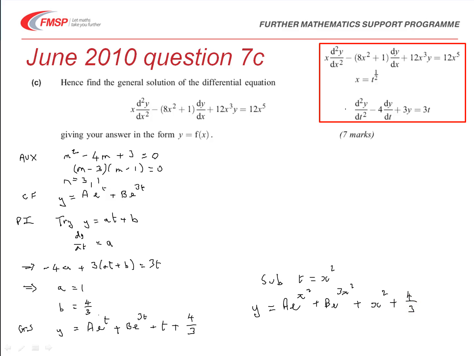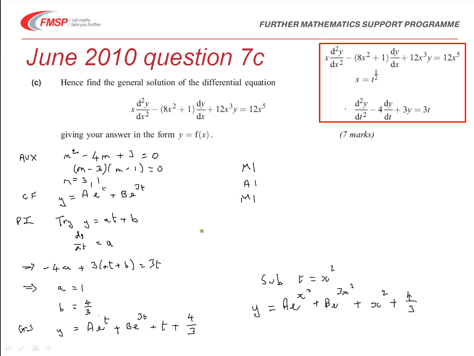Well, where do we get the marks? There's 7 marks in this particular case. Well, for obtaining the values of m by using the auxiliary equation, you will get 1 a method mark, 2 an accuracy mark for writing down the values of m, and then for writing the complementary function you will get a mark.